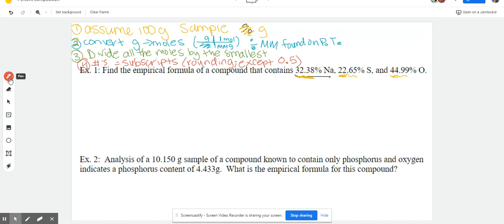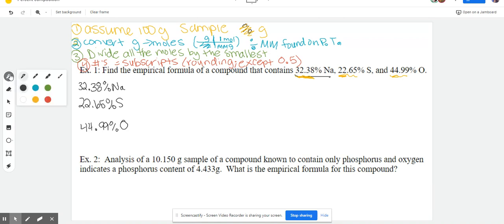Okay, so looking at our values that we have over here, I'm just going to rewrite them real quick, give us a little bit of space. Sodium 32.38%, then we had 22.65% of sulfur, and then we had 44.99% oxygen. All right, so that first step says we're going to assume a 100-gram sample. So we're going to do that fancy step where we cross this out and replace it with grams. We're going to cross this out, replace that one with grams. We're going to cross this out, replace that one with grams. So we did step 1.